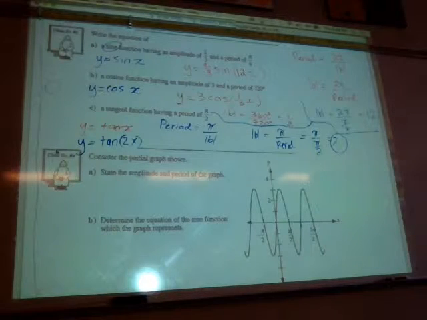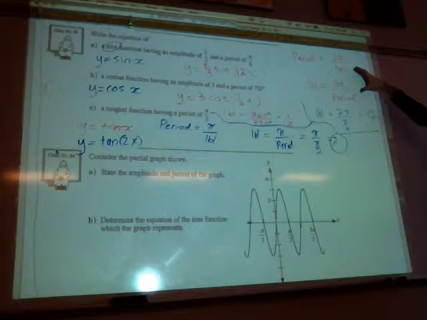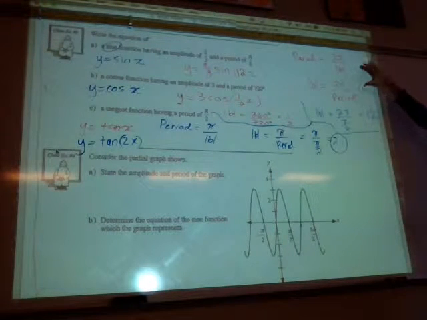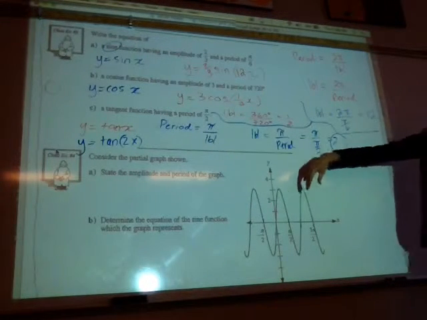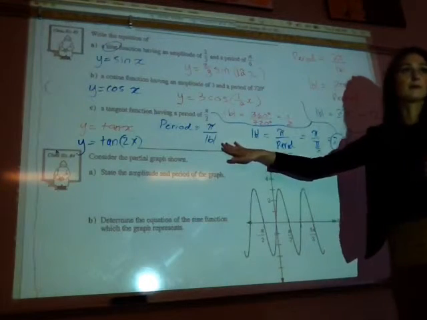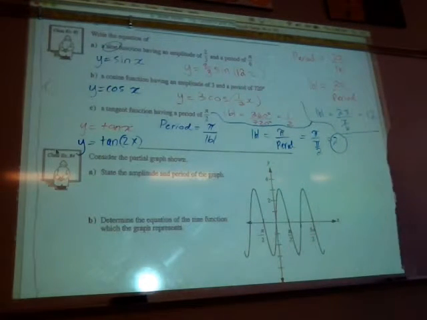How are you guys finding those so far? This is the part you're going to have to memorize. It's not on your formula sheet. For sine and cosine, the period is 2 pi over b, and for tan, the period is pi over b. Okay, you'll have to memorize those.